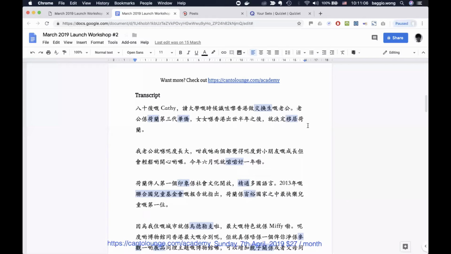呢度啲博物館同香港最大嘅分別咧 So the museums here, 博物館 is museum, 同香港最大嘅分別 So the biggest difference, right? Once again, we see 嘅 So we have to put this in front and everything before 嘅 after. Inversion, in other words. So the difference, that is the biggest between here, i.e.